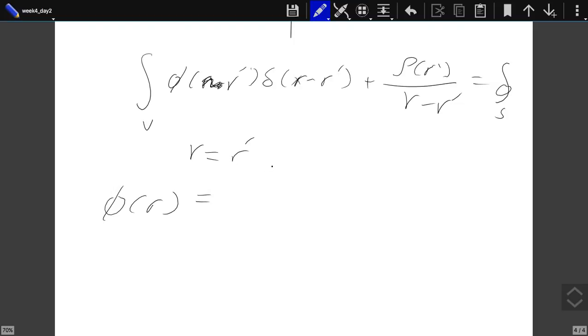And it is equal to the volume integral of this quantity here minus r prime, minus the surface integral. So shouldn't this blow up to infinity at this point?